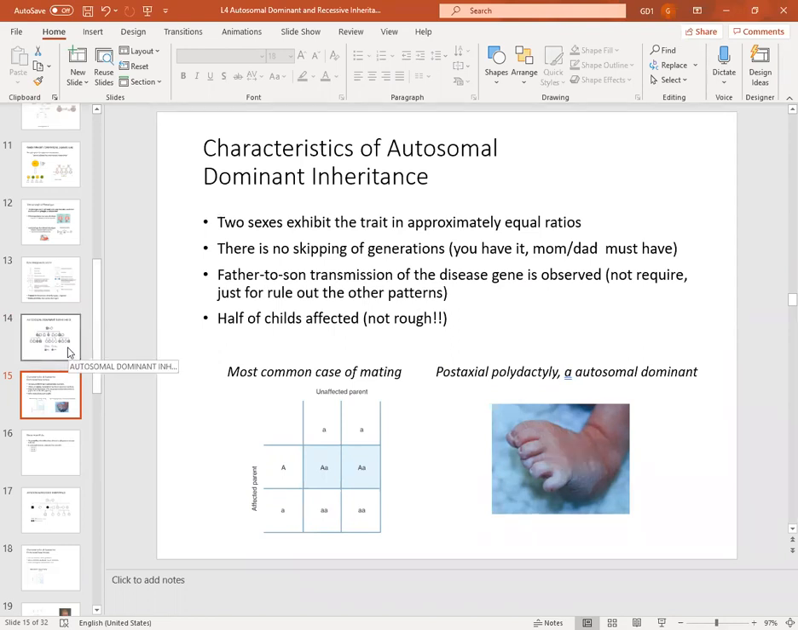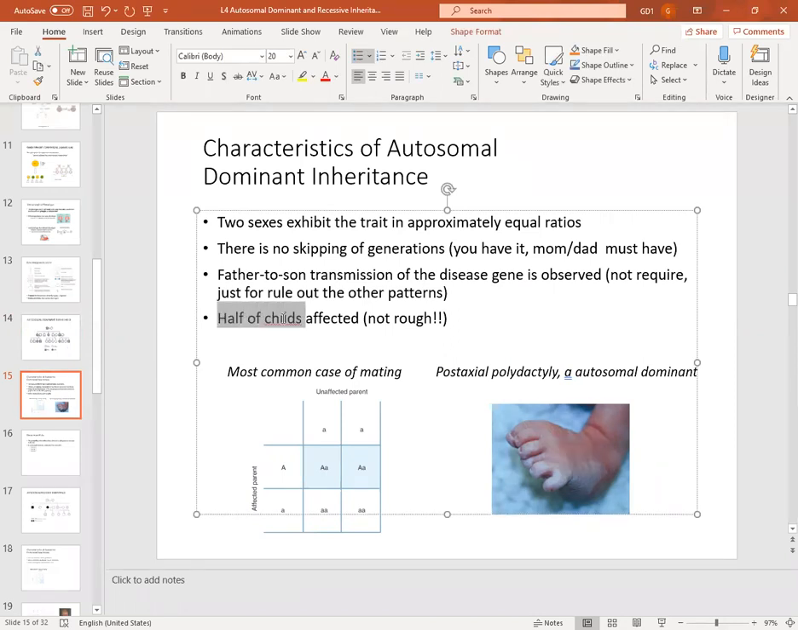Another pattern, like in the next chapter, is father to daughter only, X chromosome related. And the final one, maybe also not required in this pattern, is that half of the children will be affected. Half of the children will be affected.